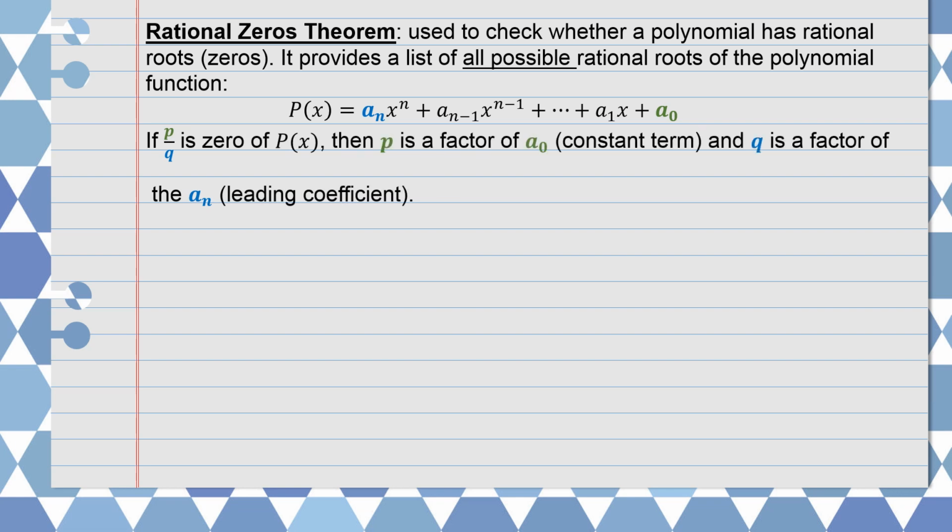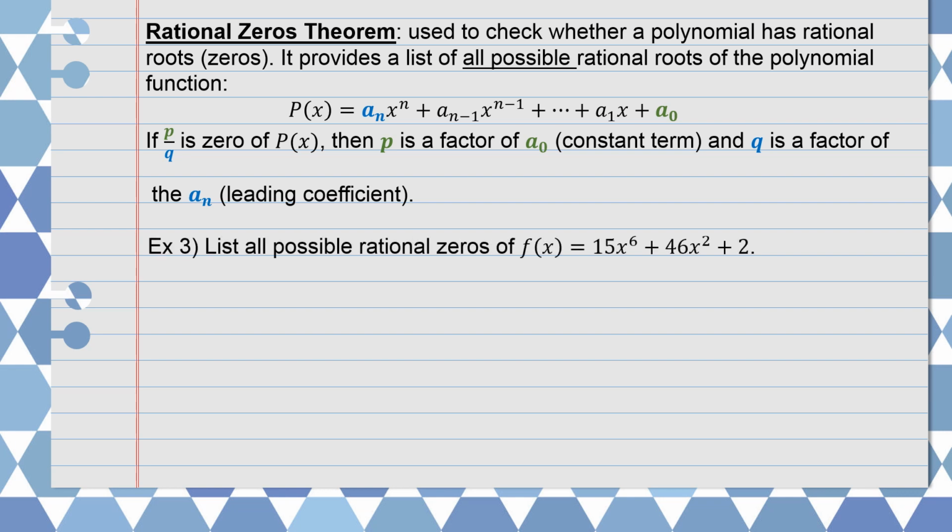And we do this if p over q is a 0 of the polynomial, then p is a factor of a sub 0, which is the constant term, and q is a factor of the a sub n, the leading coefficient. In other words, the p of x equals, with all those terms, means the polynomial should be in the correct order. The p-value comes from the constant. The q-value comes from your leading coefficient. Let's look at an example.